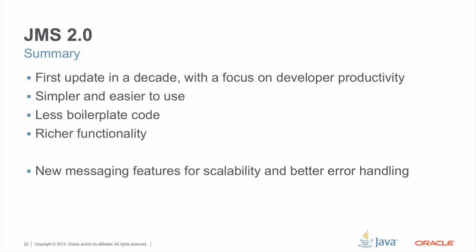Well, JMS 2.0 is the first update to JMS in a decade. Now, the main focus of this update has been to make JMS more productive for developers. With this new API, JMS 2.0 is simpler and easier to use, with fewer objects to manage, simpler methods to call, and less code to write, and with much less of the boilerplate code that seems to be the same in every application. All in all, making developers that use it more productive. In addition, a number of new messaging features have been added, which address some practical, real-world issues when writing JMS applications.